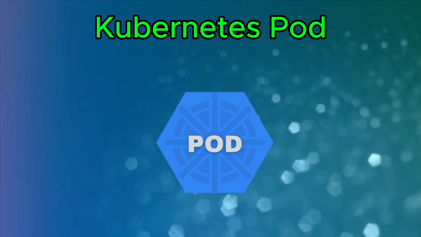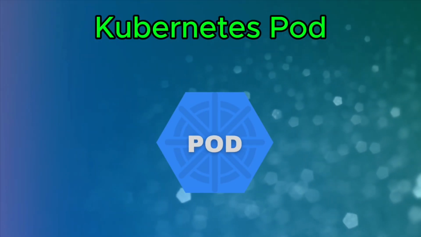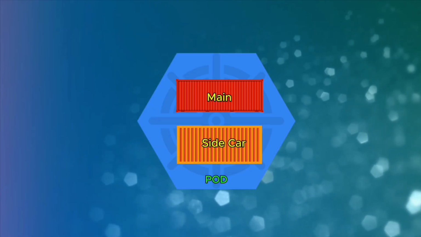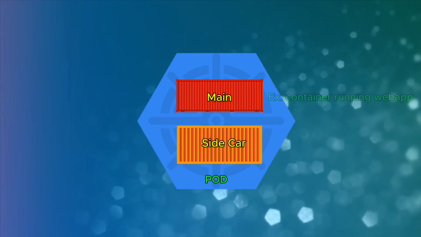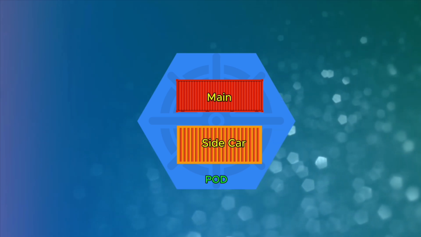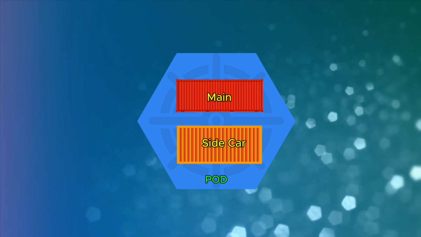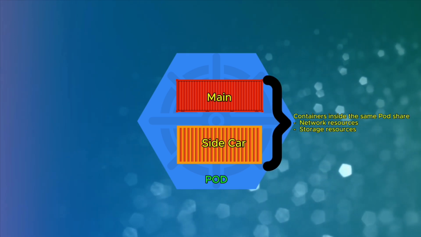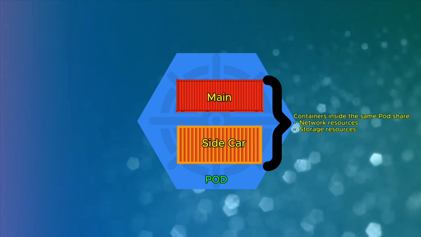A pod is the smallest deployable unit in Kubernetes. A pod contains a group of containers working together, a main container and one or more sidecar or helper containers. Containers inside a pod share the same IP address and also share storage resources.